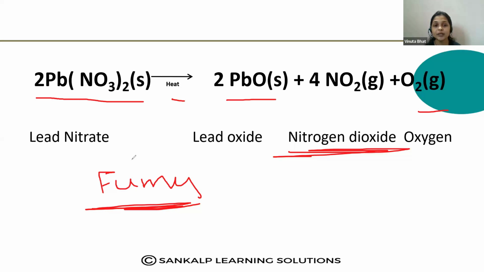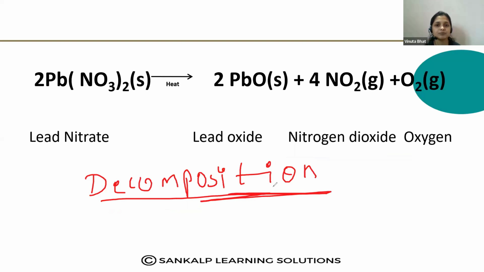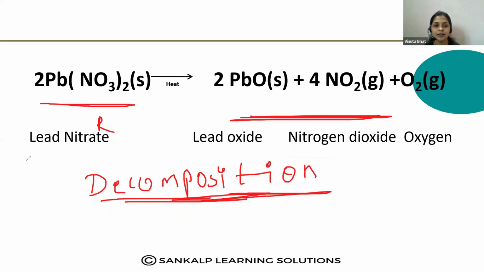What type of reaction is it? It is a decomposition reaction. Why is it a decomposition reaction? Because there is a single reactant, but more than two products are formed here. Because of this, it is a decomposition reaction.